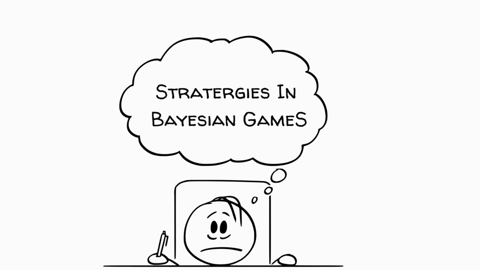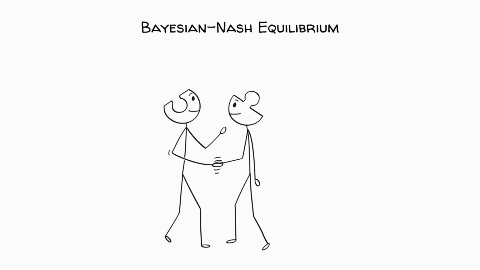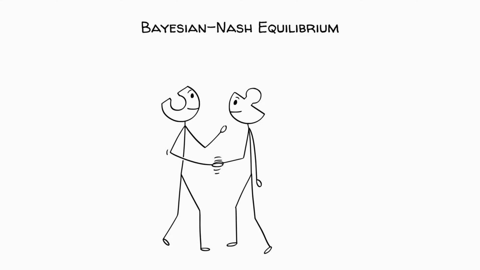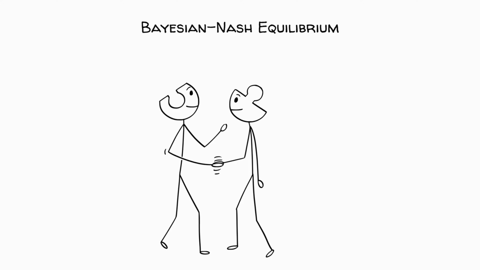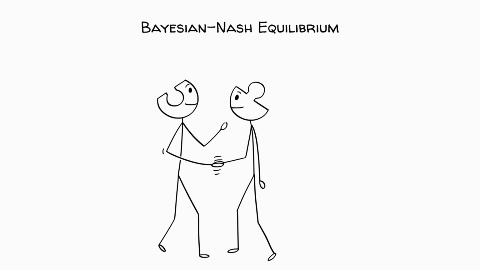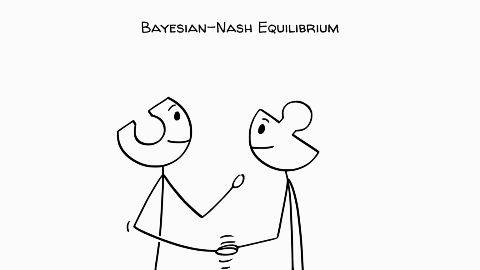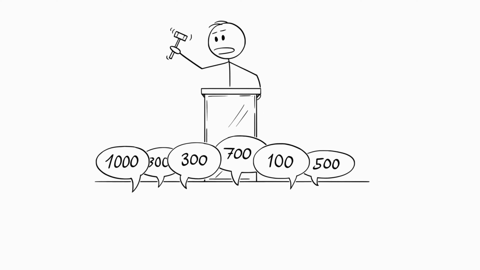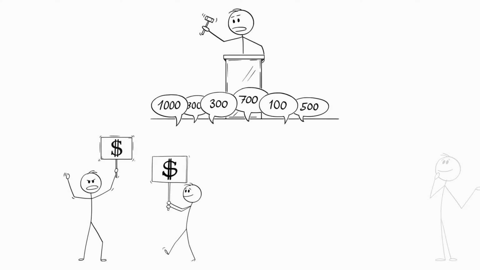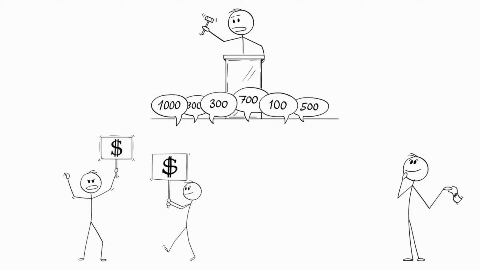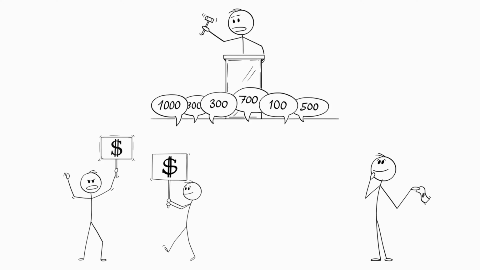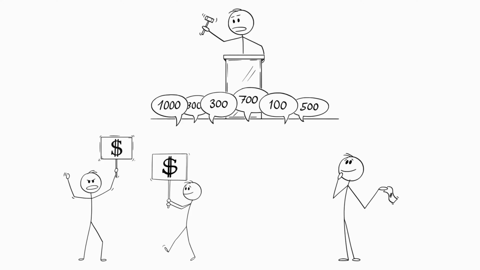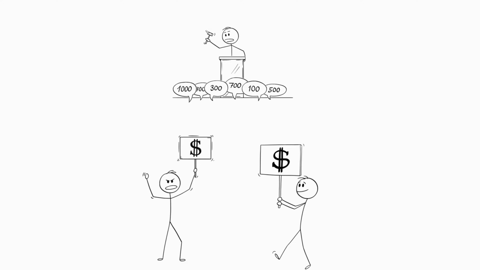So, how do we strategize in Bayesian games? One key concept is the Bayesian Nash Equilibrium. This is where each player's strategy is optimal, given their beliefs about the other player's strategies. It sounds complicated, but it just means that everyone is doing the best they can based on what they think the others will do. For example, in an auction, bidders don't know the exact values other bidders place on the item. They must decide how much to bid based on their own valuation and their beliefs about other bidders' valuations. The Bayesian Nash Equilibrium helps bidders determine their optimal bids.